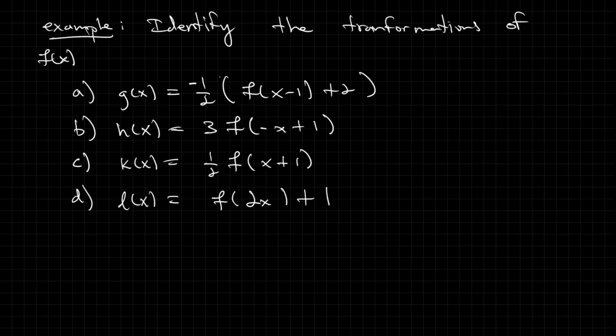What type of transformations do we have? We have this -1/2 on the outside of f. That's going to contribute to a vertical compression and a vertical reflection. We have this -1 on the inside, which will be a horizontal shift, and we have this +2 on the outside of f, which is a vertical shift. Since we have both a vertical shift and a vertical compression, and a reflection in fact, we have to worry about the order of the transformations in this problem.